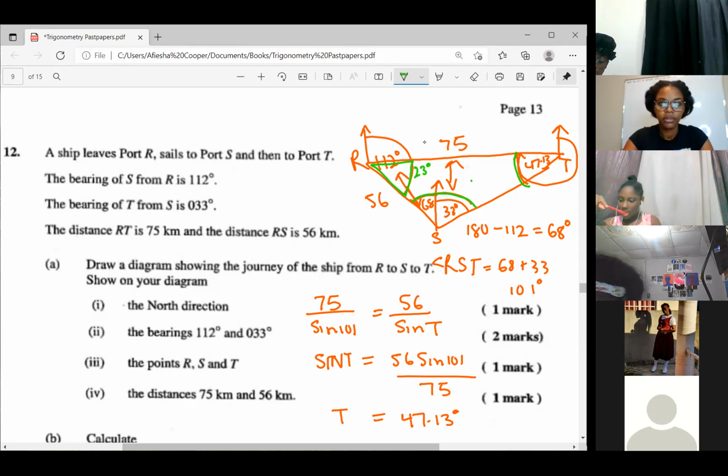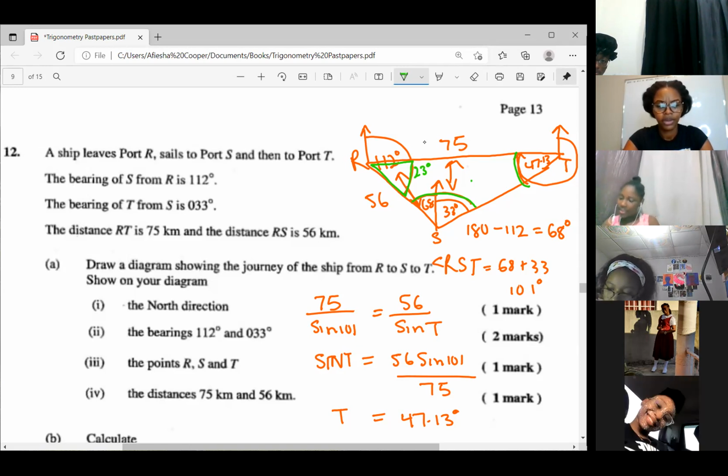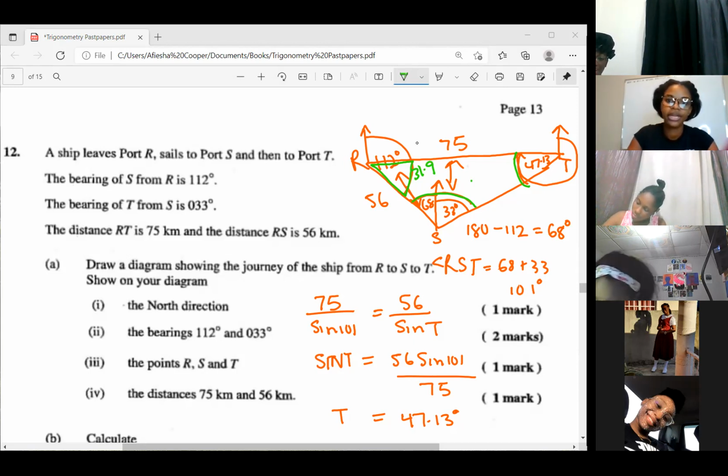23 plus 101 plus 47.1. So 47.1 plus 101 subtract 180. That's 31.9. Where did you get that one from? 31.9, yes, because the bottom is 101. Here it's 47.13. So this will be 31.9. So on top will be how much?